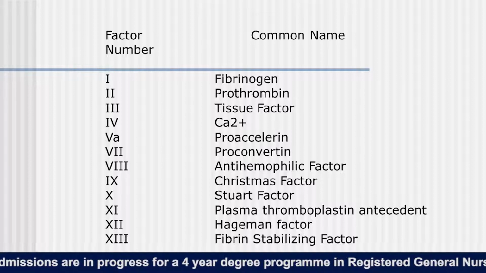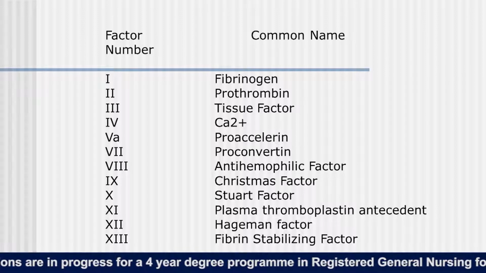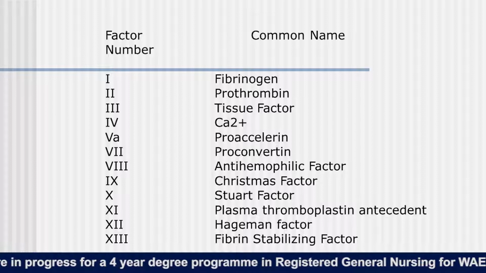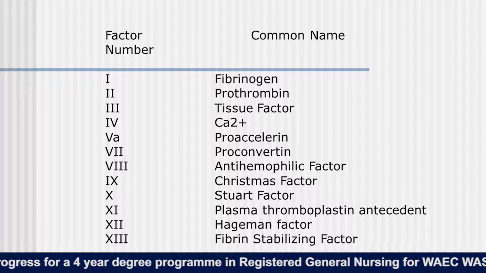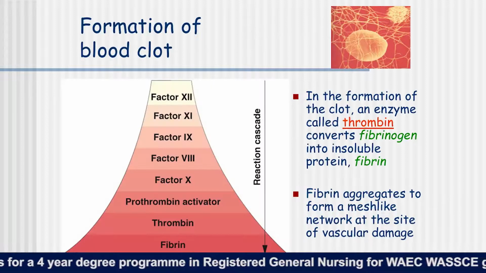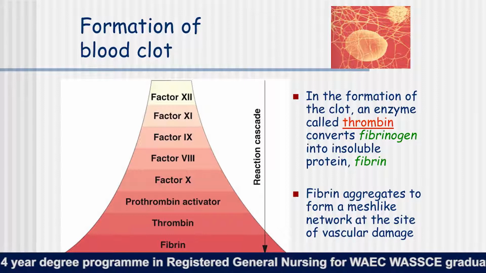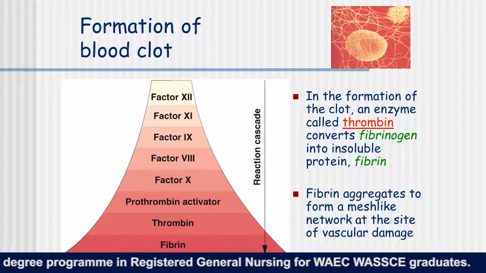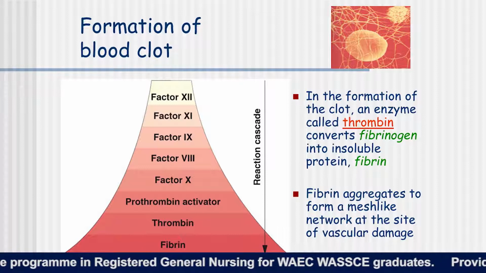Fibrinogen is one, calcium is one, von Willebrand factor is one, tissue factor, prothrombin, Christmas factor, Stewart factor, all these. We have 13 factors, but they don't follow one after the other. So the first thing that happens is that prothrombin must be converted into the enzyme thrombin, and that will convert fibrinogen into fibrin.